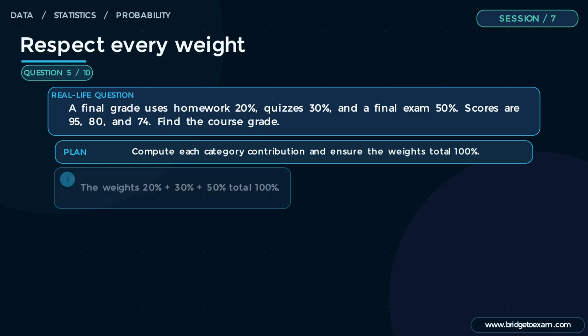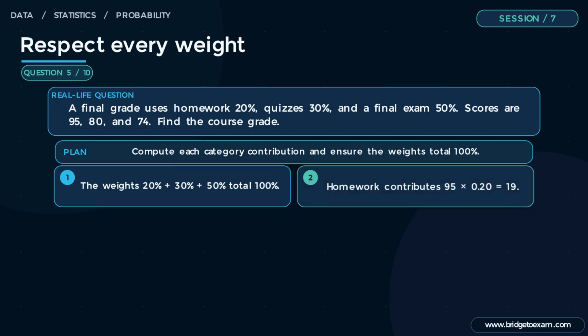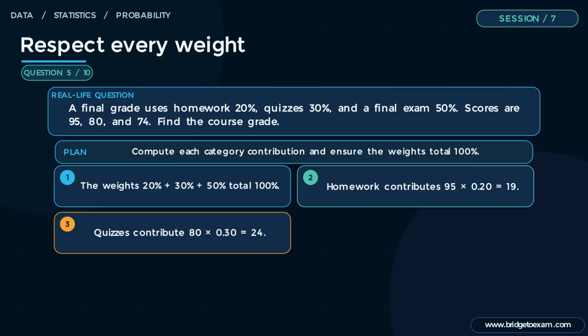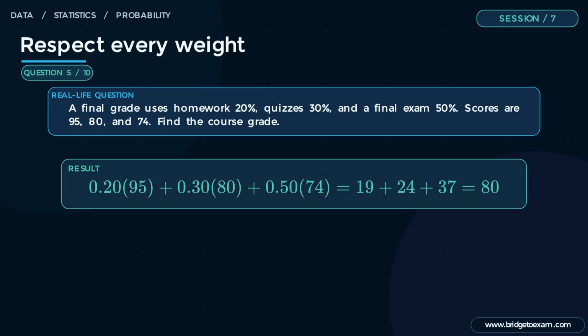Step 1. The weights 20% plus 30% plus 50% total 100%. Step 2. Homework contributes 95 times 0.20 equals 19. Step 3. Quizzes contribute 80 times 0.30 equals 24. Step 4. The final contributes 74 times 0.50 equals 37. Add 19 plus 24 plus 37 equals 80.